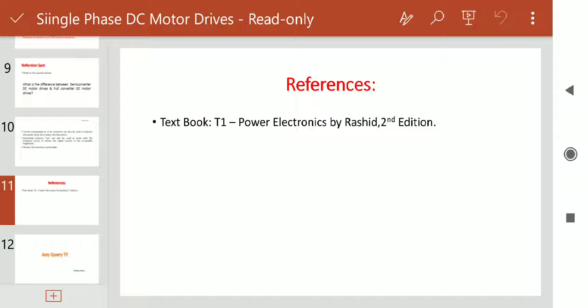References. I have referred to only one single book from your syllabus, textbook 1, T1, which is Power Electronics by Rashid, 2nd edition.